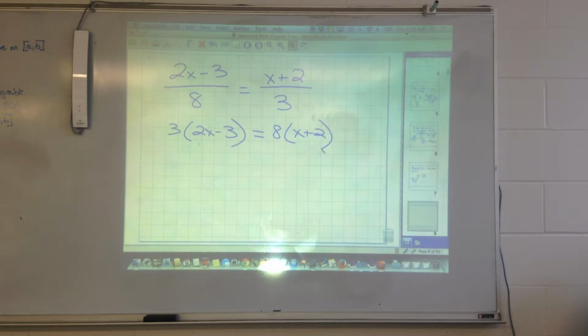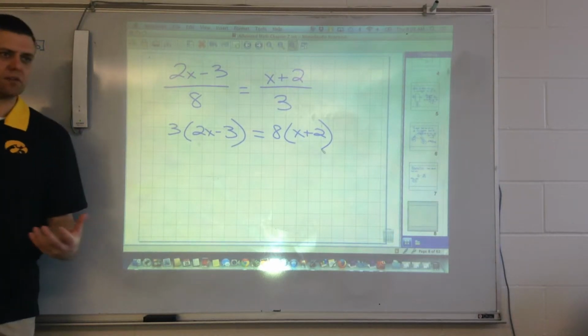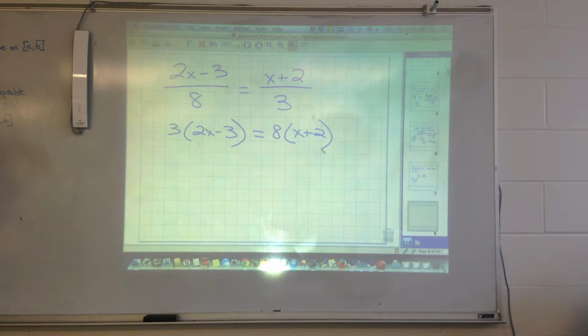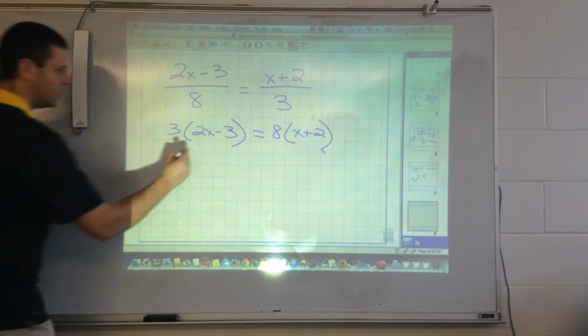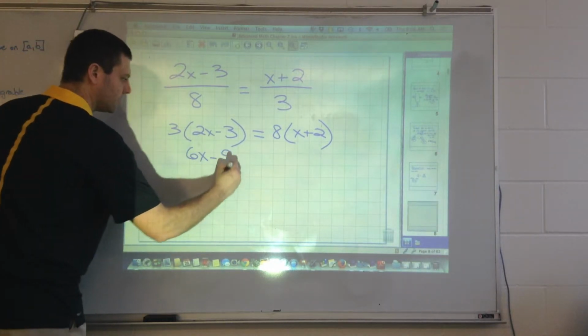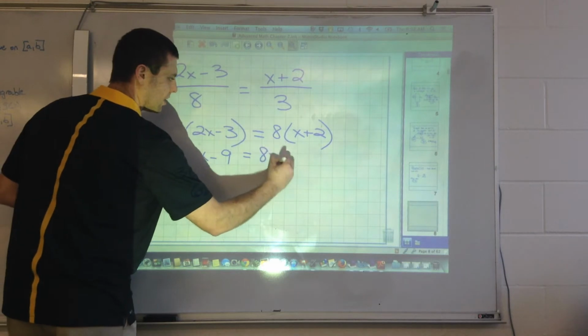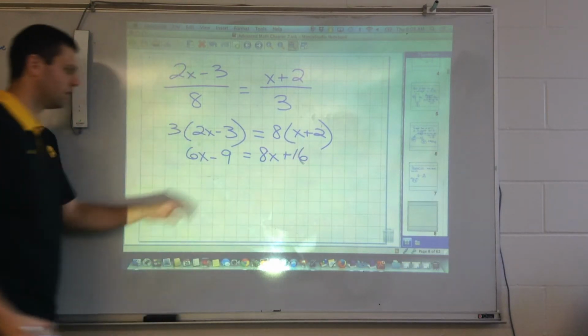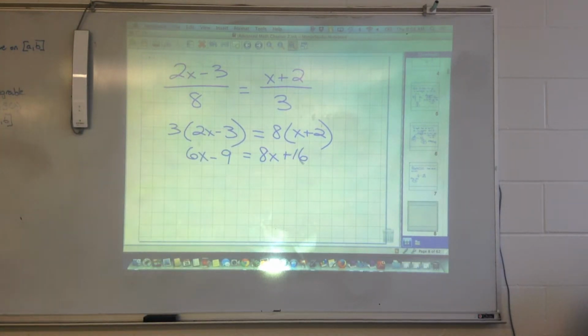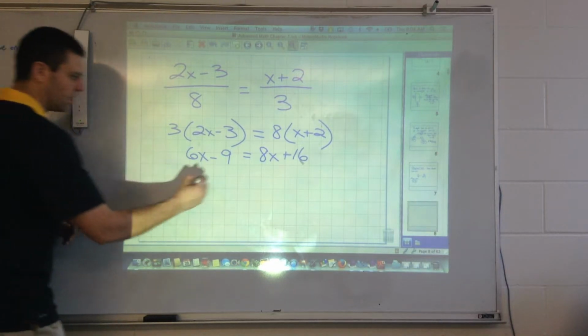And now it becomes just a regular Algebra 1 equation. First step would be to do what? Distribute. Yep. Good. So 6x minus 9 equals 8x plus 16. Then get all your x's onto one side, so what can I do to both sides? Subtract 6x. Subtract 6x, sounds great.